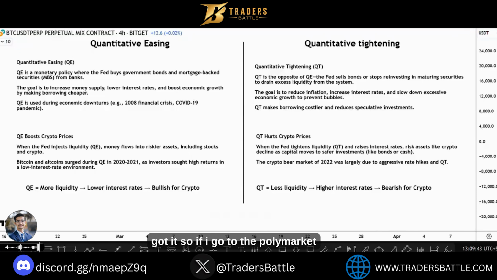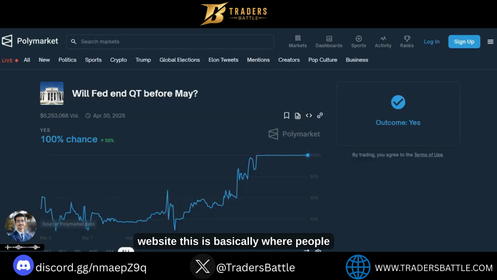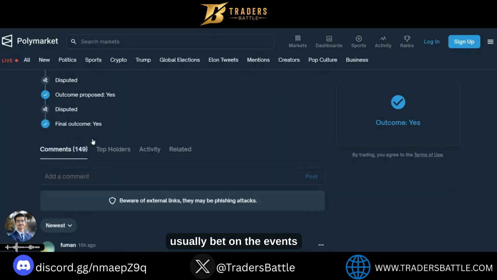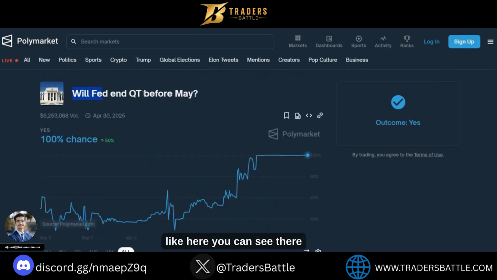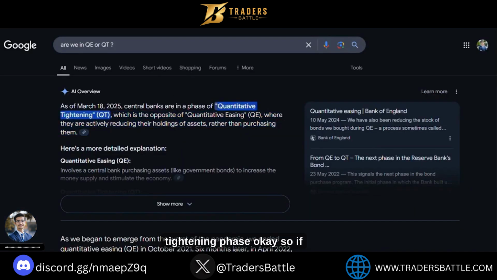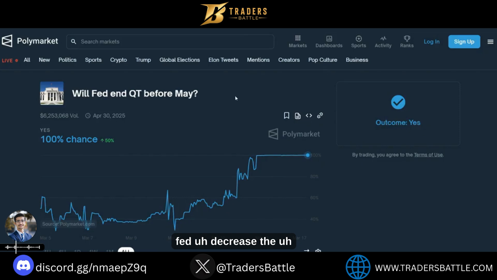Got it? So if I go to the Polymarket website, this is basically where people usually bet on events. Like here you can see there is an event, will the Fed end quantitative tightening before May. People are betting 100% on the yes vote. Okay, so this might be a signal that the Fed may end the quantitative tightening phase. As I told you before, we are currently in the quantitative tightening phase. Got it? So if the Fed ends the quantitative tightening phase in April, that will be very bullish for the market. Got it?